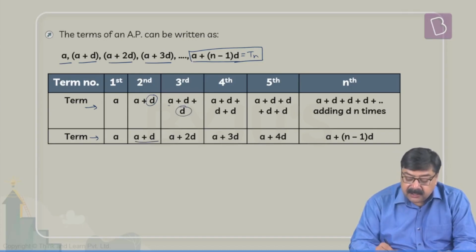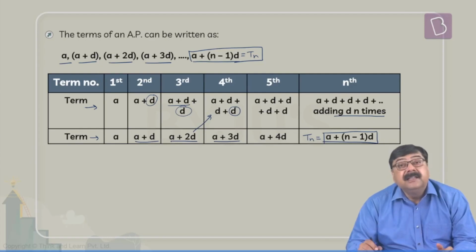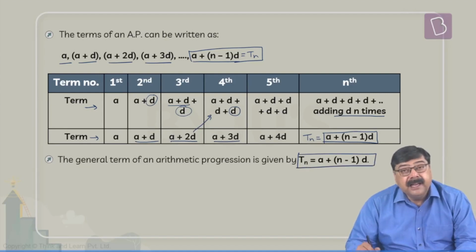Adding another D to the previous A plus D, it becomes A plus 2D. Adding another D to the previous A plus 2D, it becomes A plus 3D, and so on. So adding D n minus 1 times would give us A plus (n minus 1)D. Once again, please remember, this represents the nth term in an arithmetic progression. So the general term of an arithmetic progression is given by Tn equals A plus (n minus 1)D.